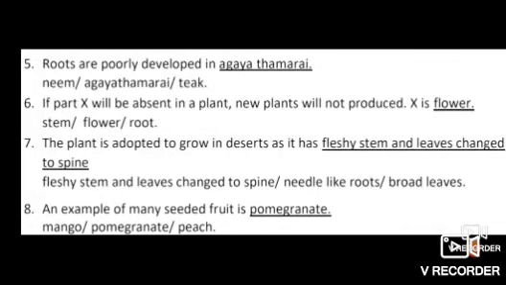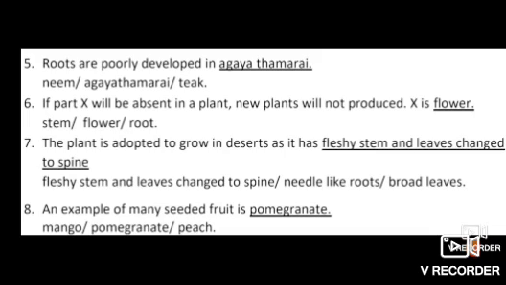Then fifth one, roots are poorly developed in Agaya Thamarai. Then sixth one, if part X will be absent in a plant, new plants will not produce. X is flower.